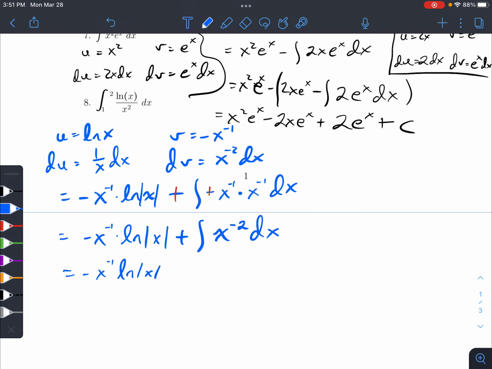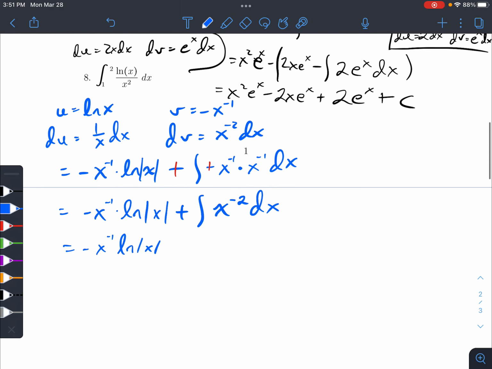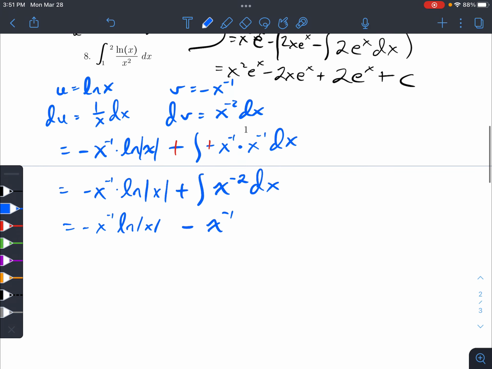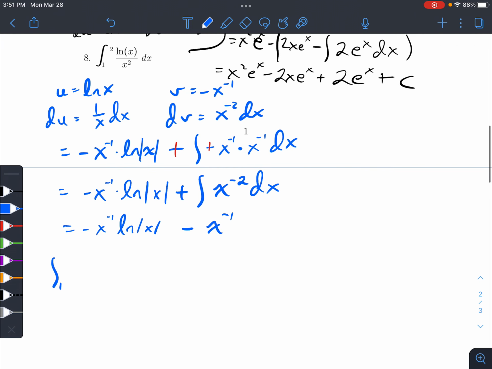And when you integrate x to the negative 2, the exponent goes up by 1, so x to the negative 1, and then divided by negative 1, so it should actually be minus x to the negative 1. So that's my antiderivative. So the integral from 1 to 2 of this whole thing is equal to this whole thing when we plug in 2, and then minus when we plug in 1.